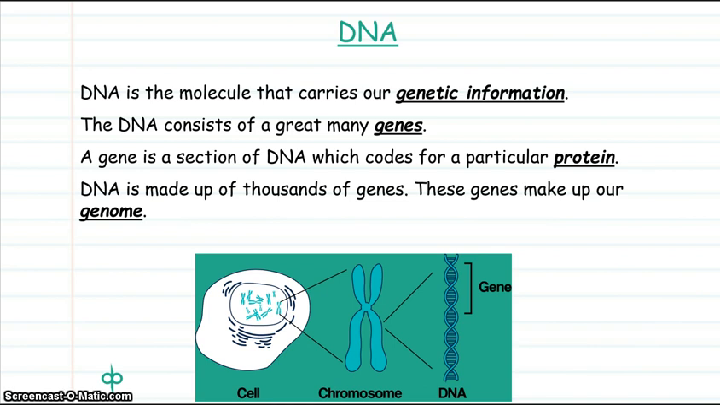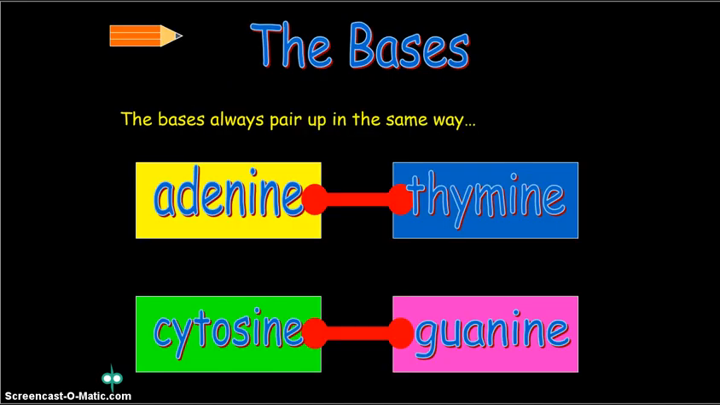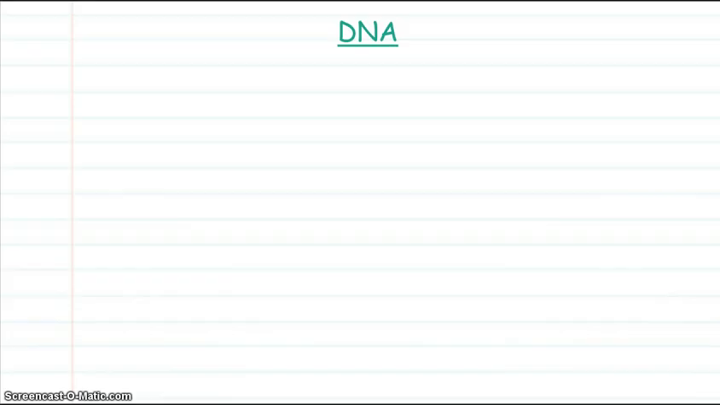DNA is found wrapped around supporting proteins which makes up chromosomes. If we briefly look at the structure of DNA, DNA is a double-stranded helix held together by complementary base pairs. These complementary base pairs are adenine, which always binds with thymine, and cytosine, which always links with guanine. And this is the base pairing rule.